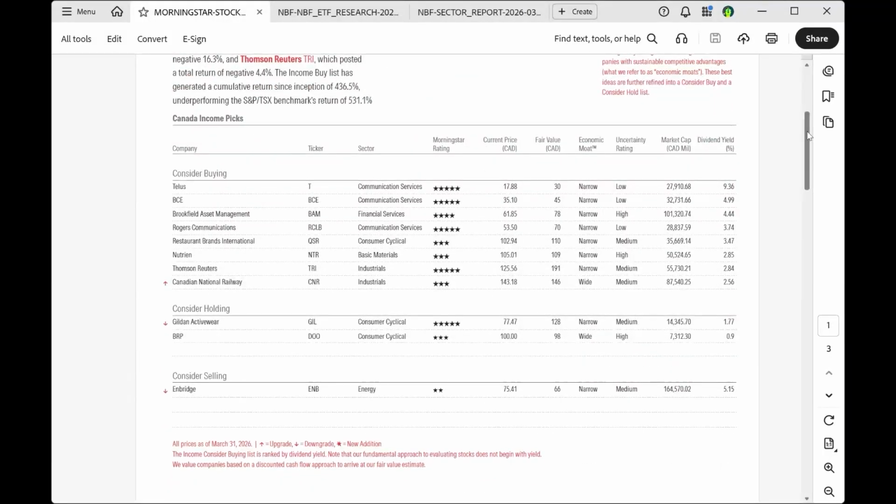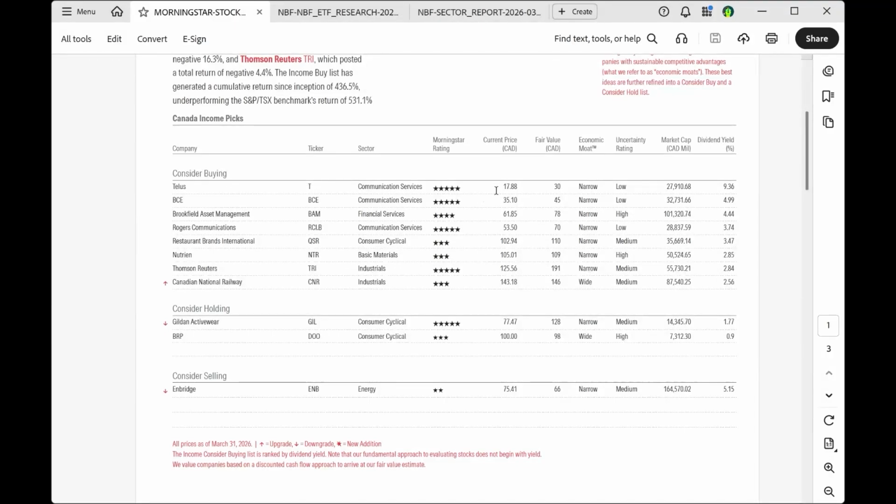So what Morningstar does is it compiles all of their Canadian dividend paying companies, sorts them out under consider to buy, consider to hold, consider to sell, and it ranks them out of 5 stars. So the higher the stars, it means that the company is undervalued in the eyes of Morningstar.